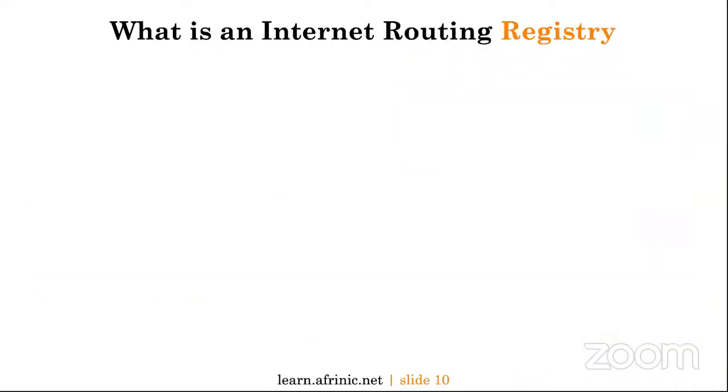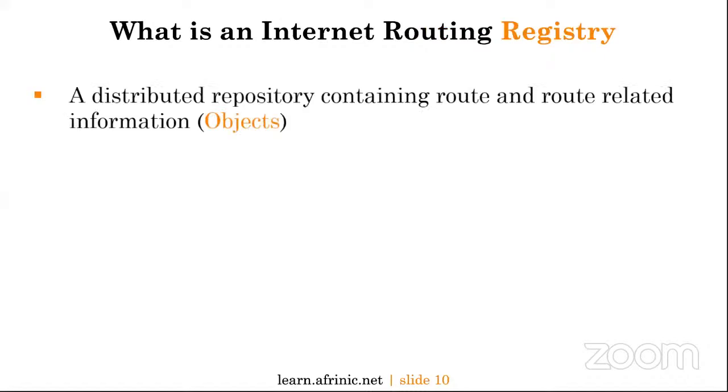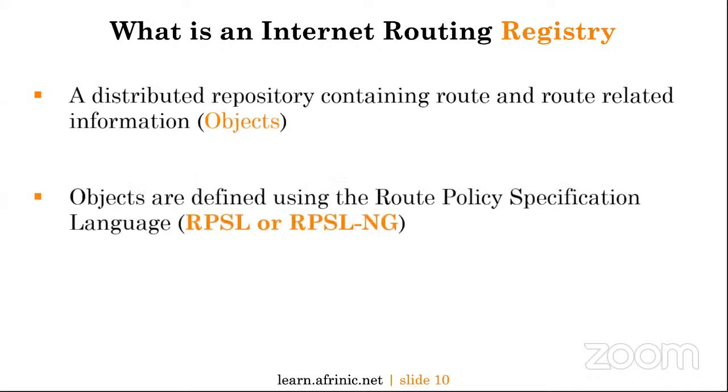So what is an Internet Routing Registry? It's also just like the Whois, a distributed repository for storing routing information in the form of attribute-value pairs, like the objects we described earlier on. IRRs are operated by different organizations, from RIRs like us, like AFRINIC, government organizations, and other hosting services.